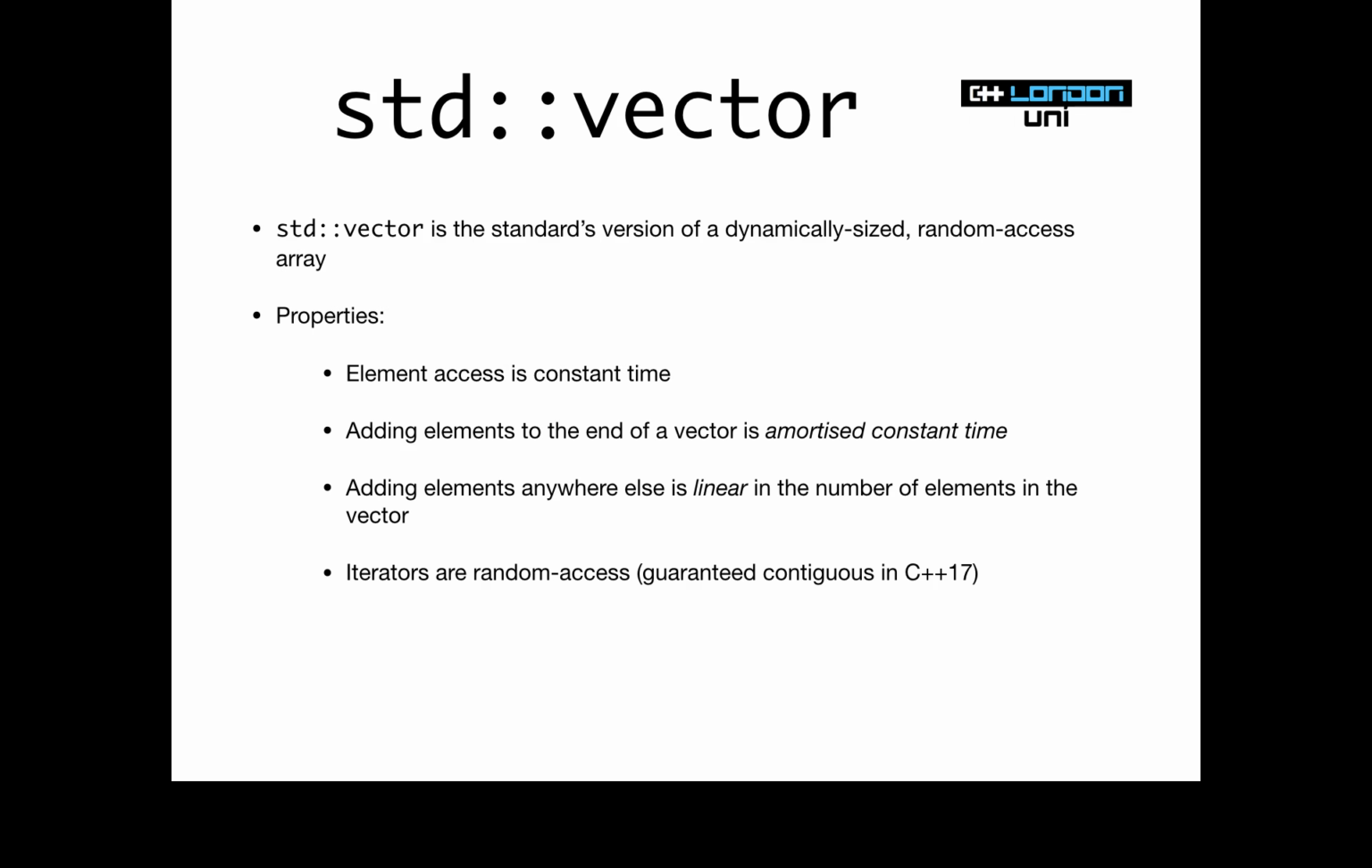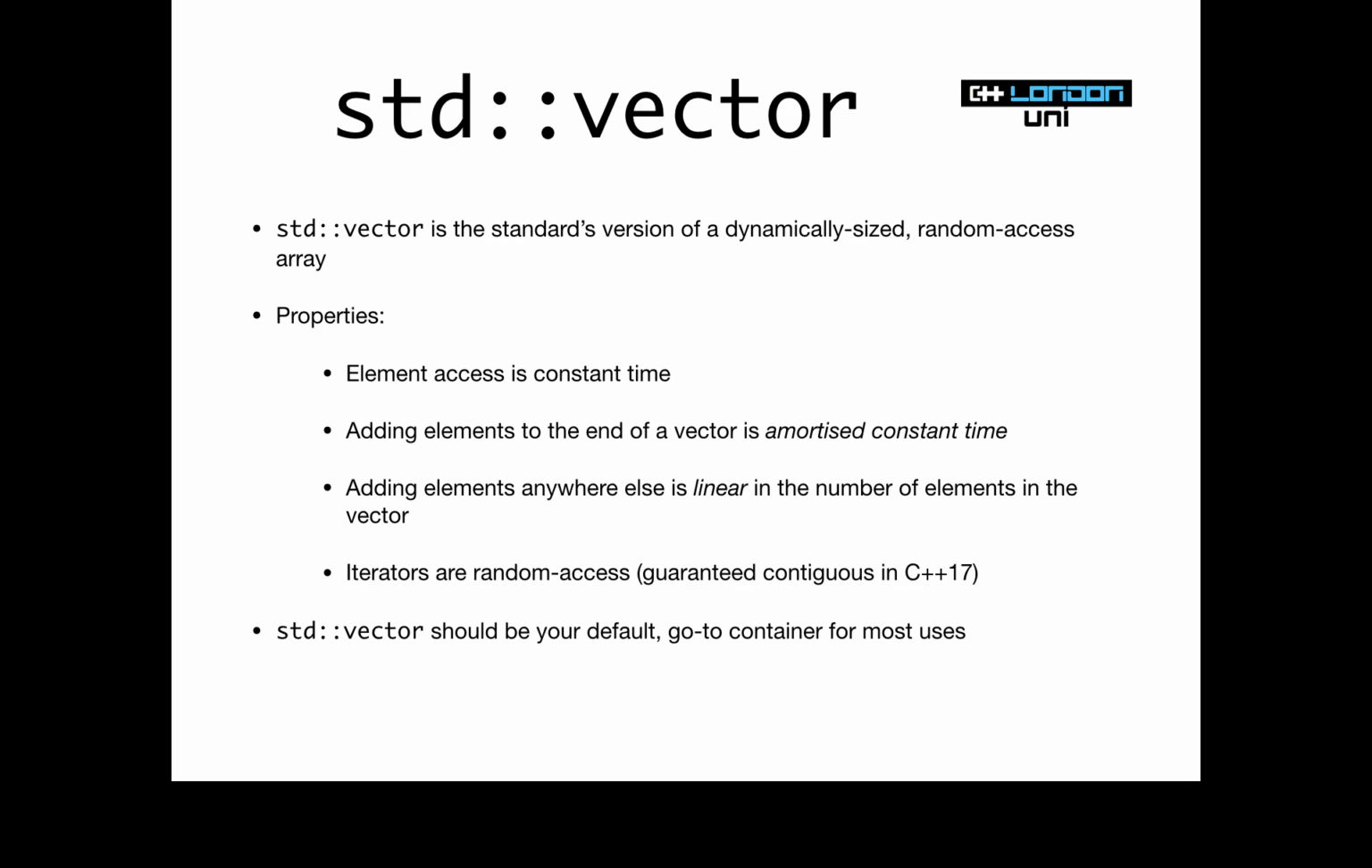So the iterators of a vector are random access. So last week we were talking about iterator categories. I said that random access iterators are the most powerful kind of iterators. The ones that allow us access to all of the algorithms in the standard library. So random access iterators are great. They have the most facilities. And so vector iterators are random access. And in fact, guaranteed to be contiguous in C++17, but that's really a detail we don't have to worry about.